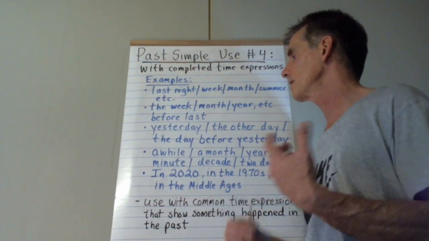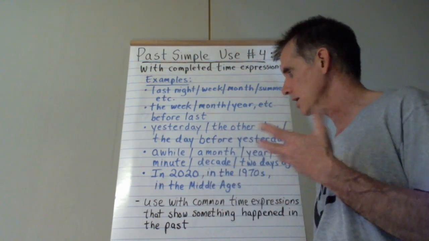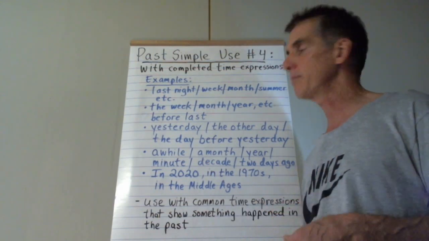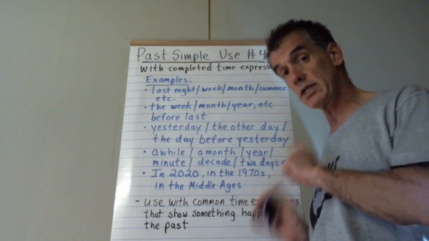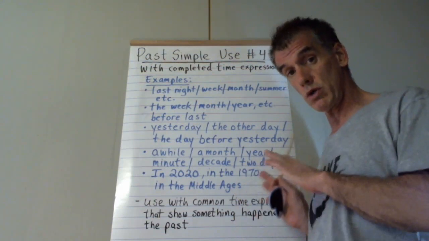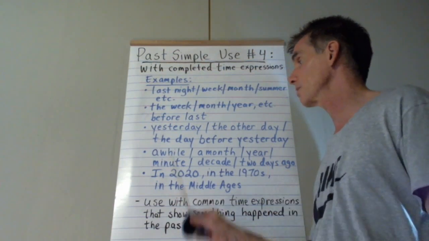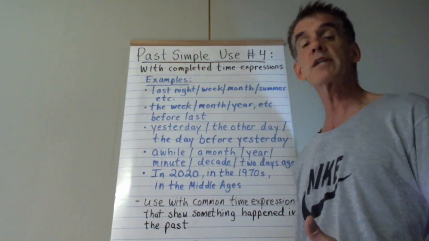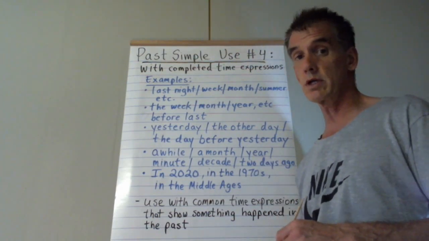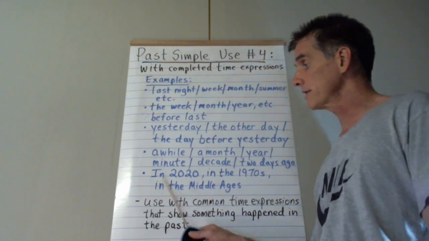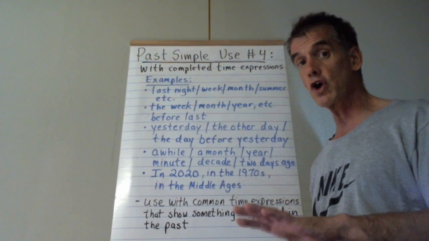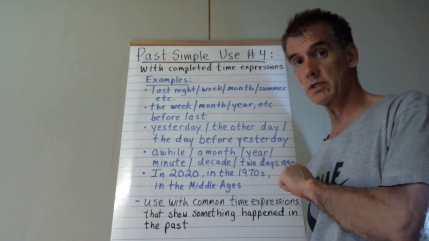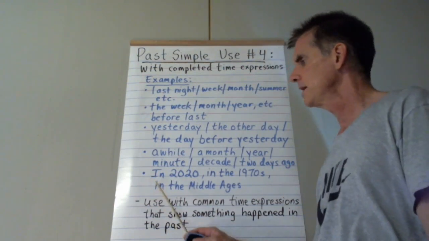The fourth example: a while, a month, a year, a minute, a decade, 2 days ago, etc. A while ago, a month ago, a year ago, a minute ago, a decade ago, 2 days ago. When did this happen? When did something happen in the past? These are time expressions that tell you when these things happened in the past. There are so many possibilities when you're doing completed time expressions. Remember, this is just a little smattering of the possibilities when you're using time expressions in the simple past.